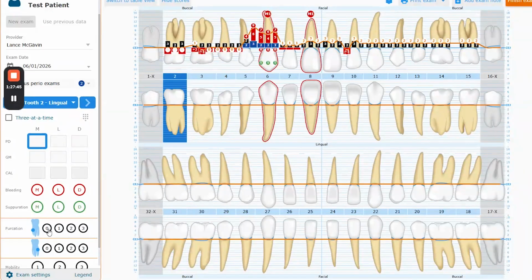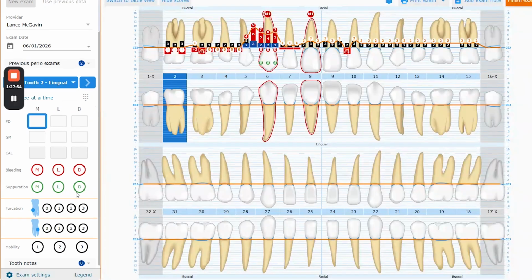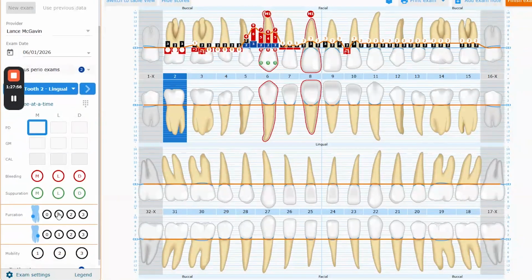Then you can mark, all right, is it a 0 furcation? Is it a 1? Does it go in further, or does it go all the way through with the grade 3? Okay, so we can mark all of these things to really give us a clear picture of what's going on.